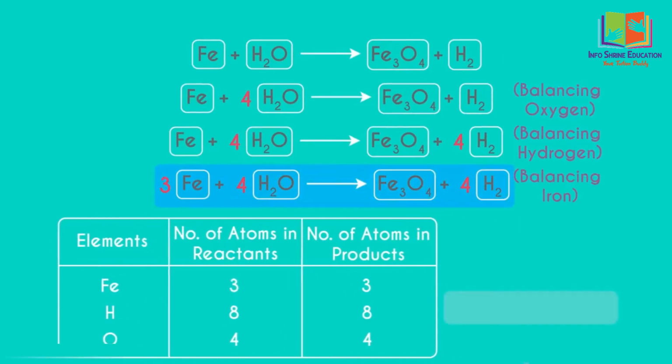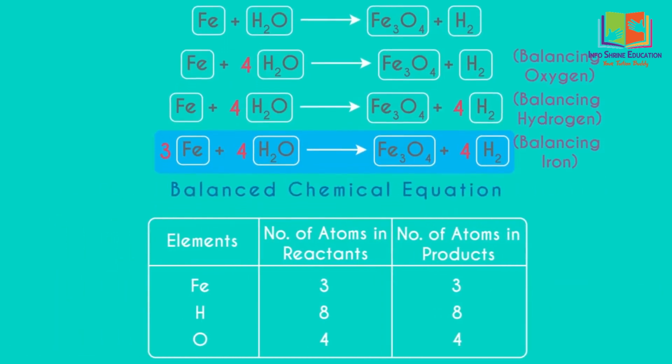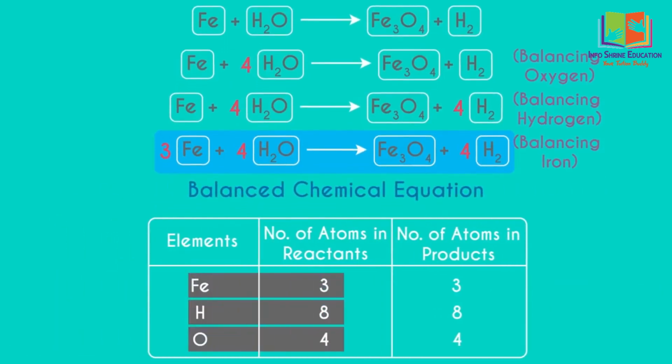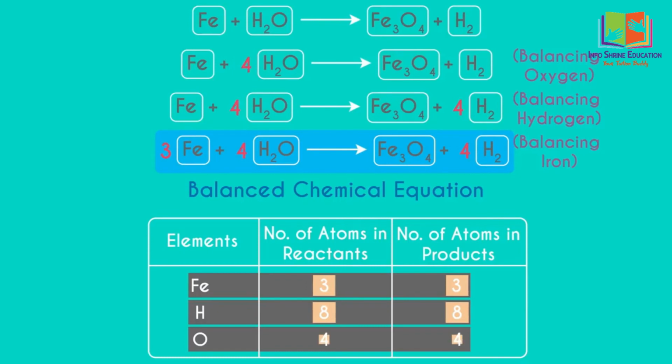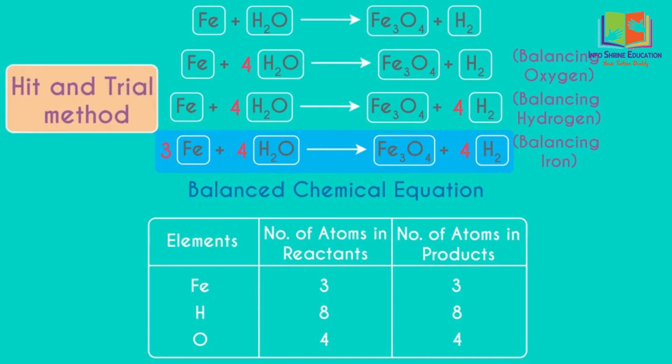Is the equation balanced now? Yes, it is. The number of atoms of each element is equal on both sides of the equation. 3 of iron on each side, 8 of hydrogen on each side, and 4 of oxygen on each side. You'd have noticed that there are no fixed steps to balance a chemical equation. We just try balancing each atom at a time, which is why it's called a hit and trial method. We make trials to balance the equation.